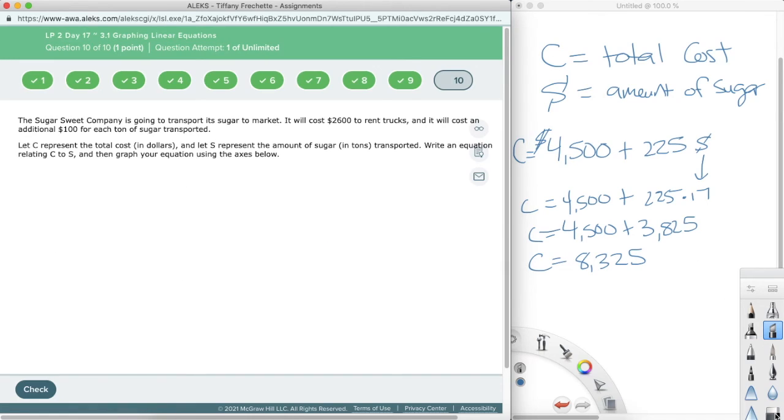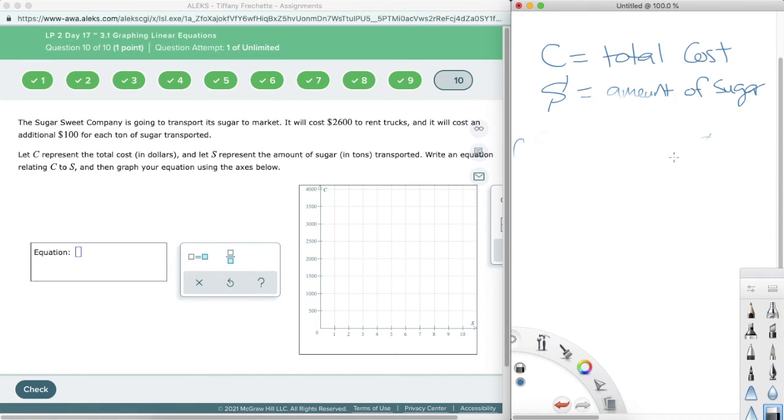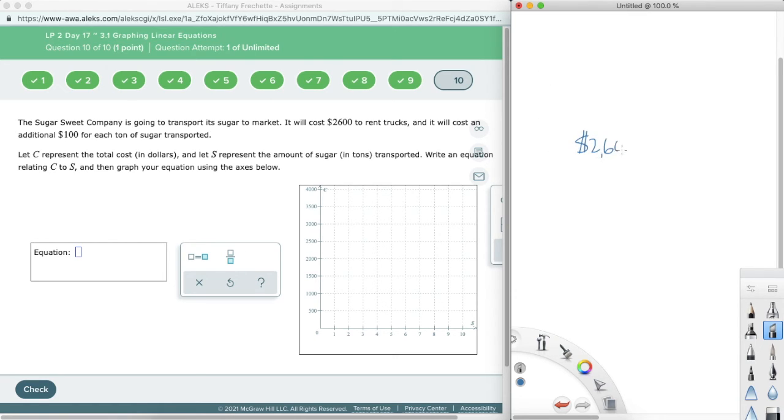All right, so let's do this last guy here. So the Sugar Sweet company is going to transport its sugar to market. So very similar problem to what we just did. They're just going to give us some new numbers. So now it's going to cost $2,600 no matter what. So this is the no matter what cost, and it's going to cost an additional $100 for each ton of sugar. So very, very similar problem to what we just did, but they are just changing the amounts. Instead of being $4,500 no matter what, now it's only $2,600.